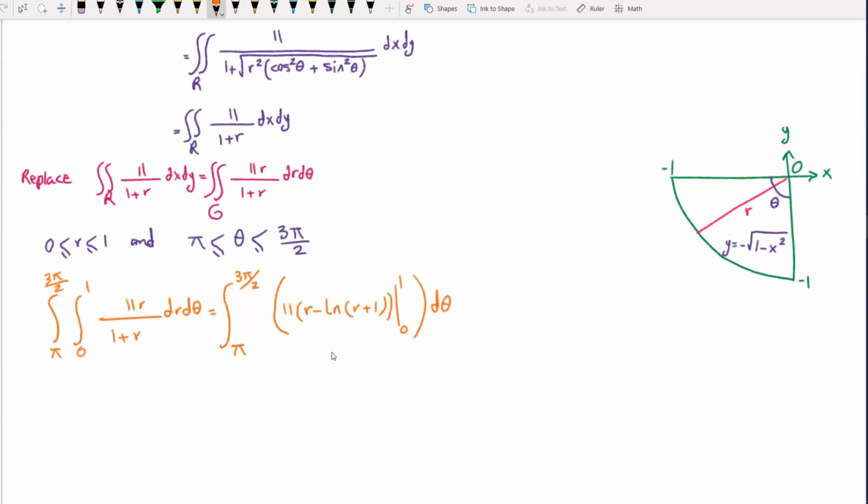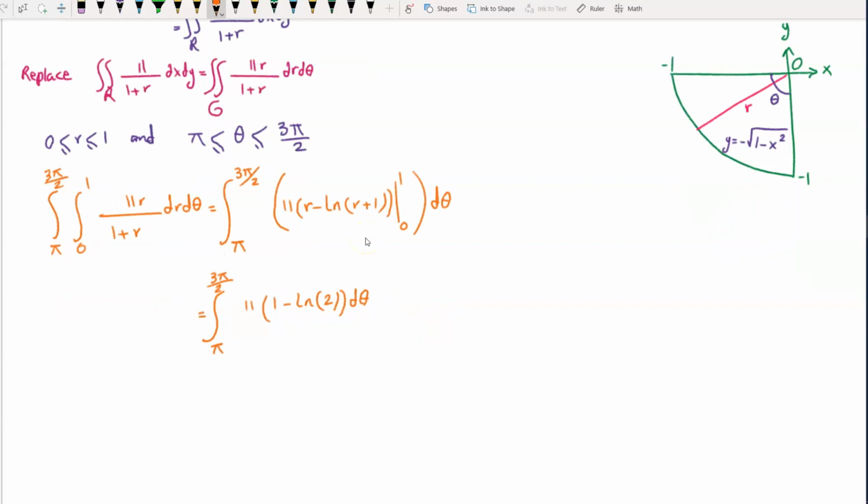So first integrate with respect to r. Here we have integral from pi to 3 pi over 2 of 11 times r minus natural log of r plus 1, this is from 0 to 1, d theta. So evaluate the result over limits of r. Using r equal to 1, we have 11 times 1 minus natural log 1 plus 1. So here is 11 times 1 minus natural log 2. Then using 0, we have 11 times 0 minus natural log 1. Natural log 1 is 0. So on this part we have 0.